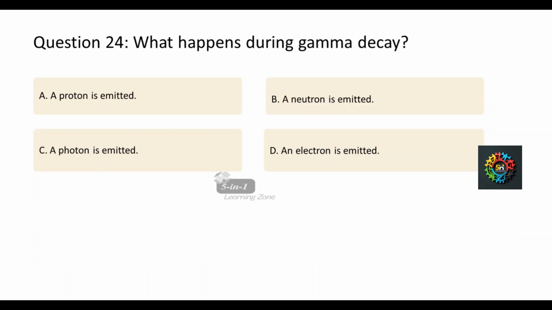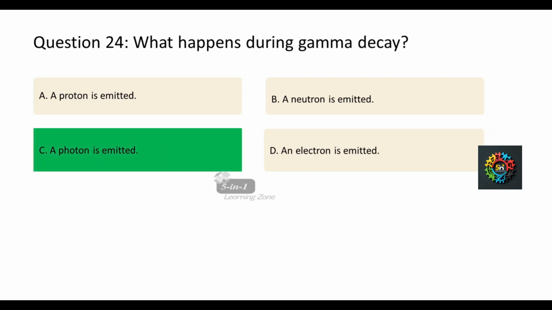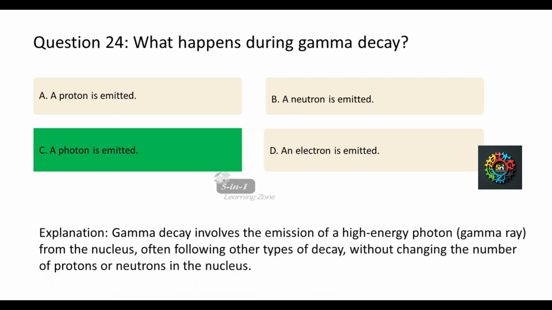24. What happens during gamma decay? Answer: C. A photon is emitted. Explanation: gamma decay involves the emission of a high-energy photon, a gamma ray, from the nucleus, often following other types of decay, without changing the number of protons or neutrons in the nucleus.